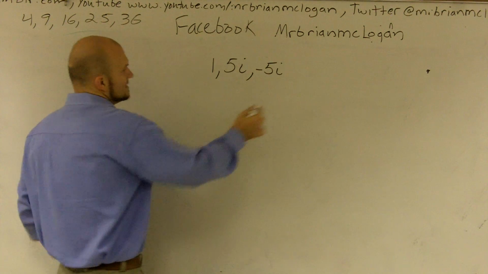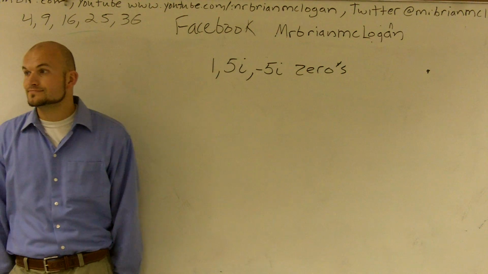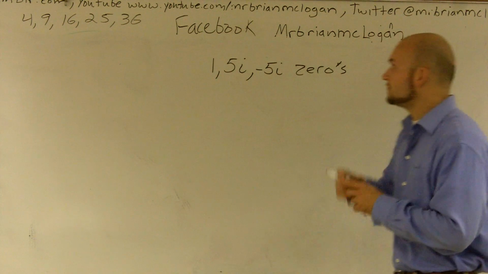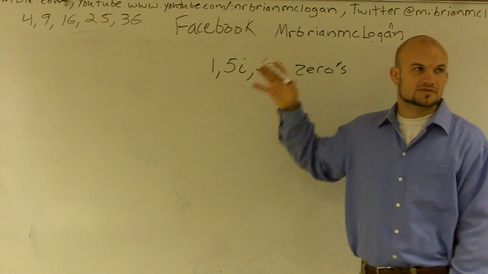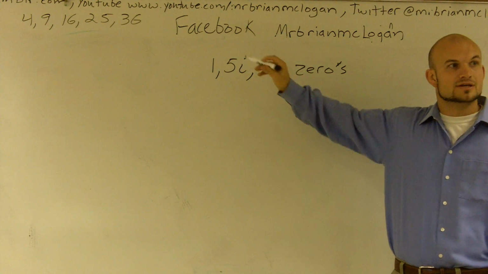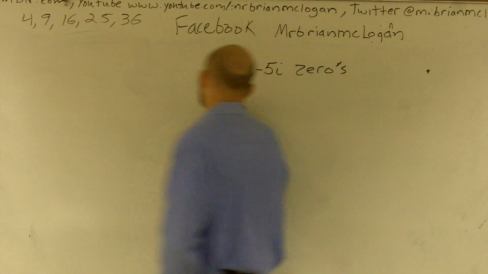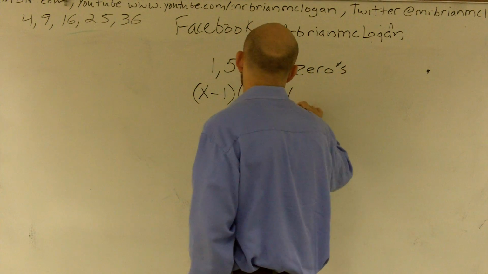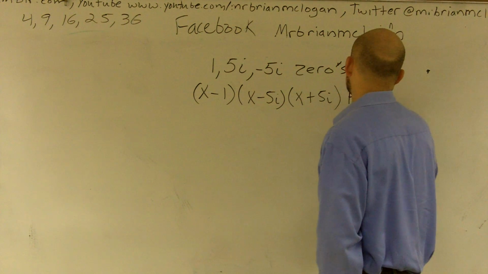So they say these are our zeros, and they asked us to find the polynomial. To go from zeros to polynomial, there's a little step-by-step process we like to go through. I'm not going to go through the whole spiel that I've done before, because by now in this section you guys should have an idea of how to go from zeros to factors. If these are my zeros, then I need to go to my factors, which would be x minus 1 times x minus 5i times x plus 5i. So those are the zeros. These are what we call the factors.